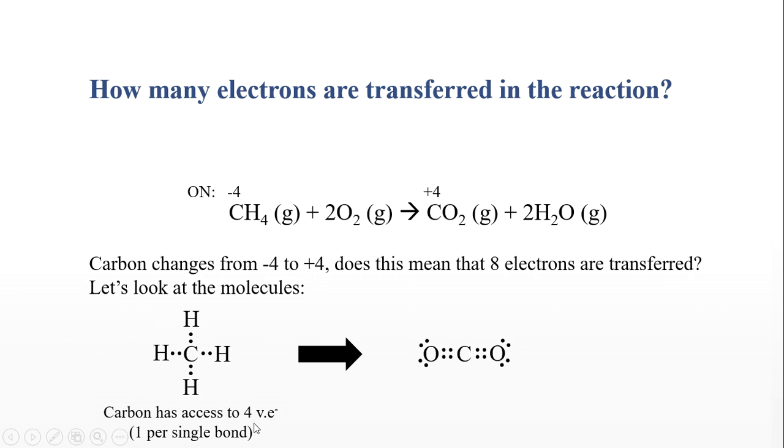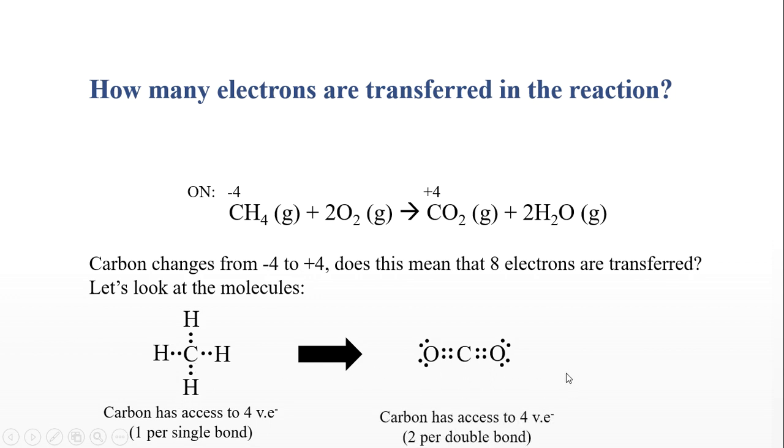For the methane, carbon has access to 4 valence electrons, 1 per single bond, if you remember. So you can sort of split every one of these bonds in half, and then half will go to the atom on one side and half will go to the atom on the other side. So the innermost electrons here belong to the carbon. So this carbon has access to 4 valence electrons of its own, right? And then of course it shares, so it reaches a noble gas configuration here. And that's why we have covalent bonding. But only 4 of the electrons are its own.